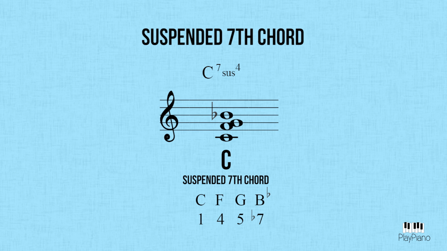The final chord is the suspended 7th chord. If you remember from our video on the different triad types, the suspended chord did not contain the 3rd. Instead, it suspended the 4th over the bass, where it can later be resolved to the 3rd. Well, the suspended 7th chord takes the suspended triad, so C, F, and G, and adds a minor 7th above it, so B flat. This adds a little jazz element to the suspended triad, and is preferred over the normal suspended triad by most jazz musicians.